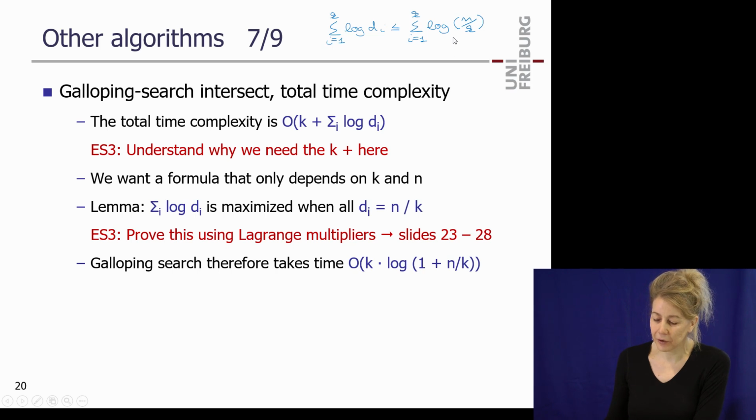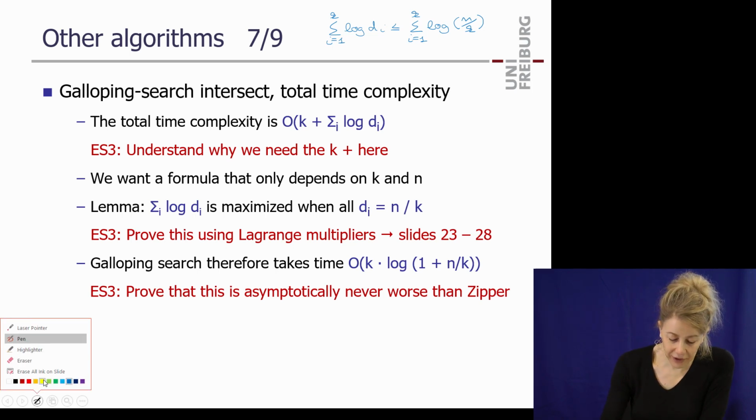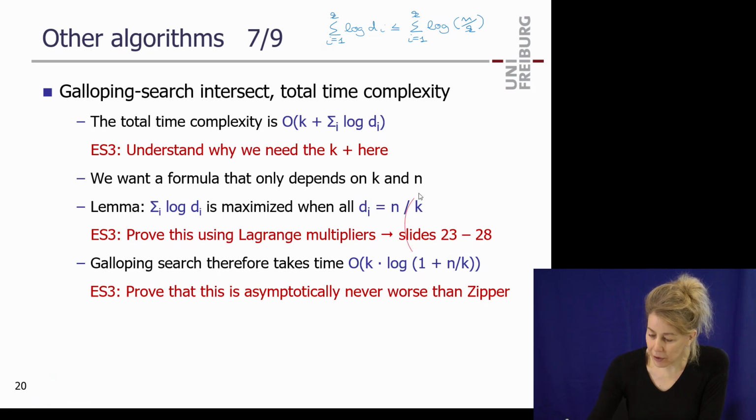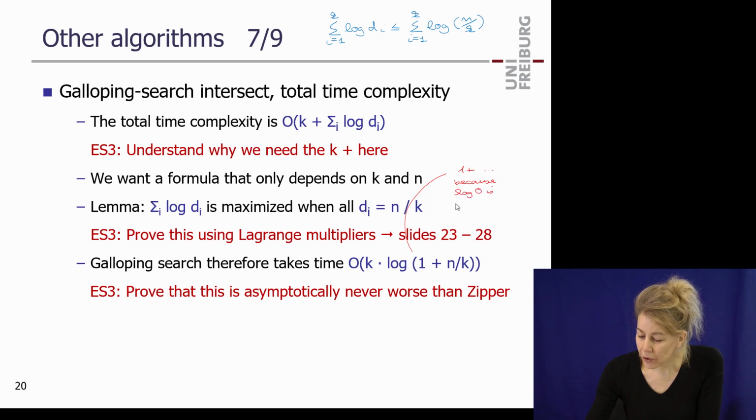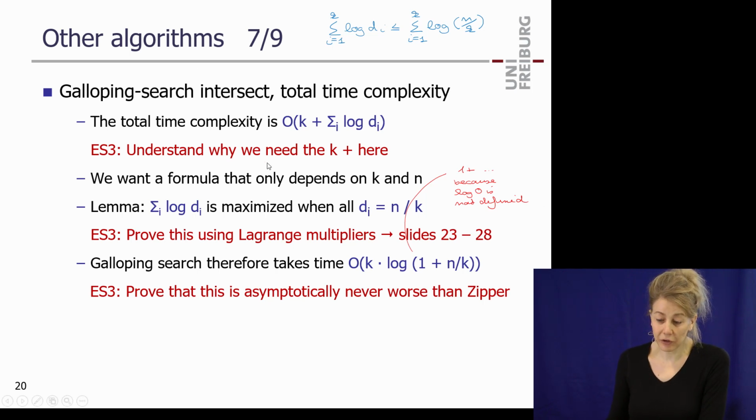This running time is certainly k times log of n over k, and actually you need the 1 plus here, because otherwise log of 0 is not defined. That's just a technical detail. There are all these little details here, but you really have to work these out yourself in the proof. The whole exercise sheet is just about understanding the algorithm and proving this yourself. It's not long proofs, but you have to understand something.